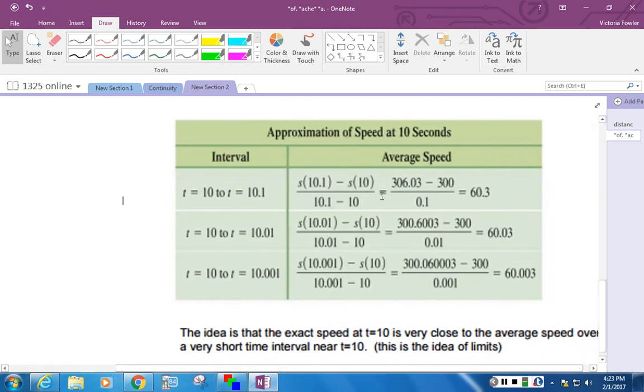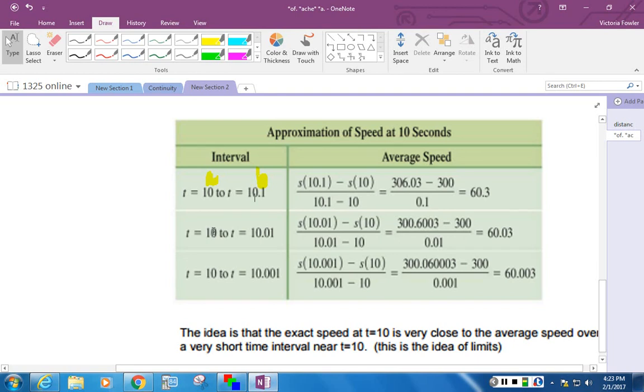Okay, so let's say I wanted to know what was going on at 10 seconds. Well, if I look at an interval from 10 seconds to 10.1 seconds, those are really close together. I'm determining an average speed using that formula. We're not using f of b, we're using s of b minus s of a, where this is a and this is b.